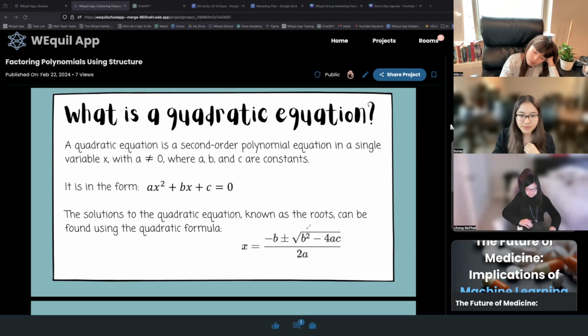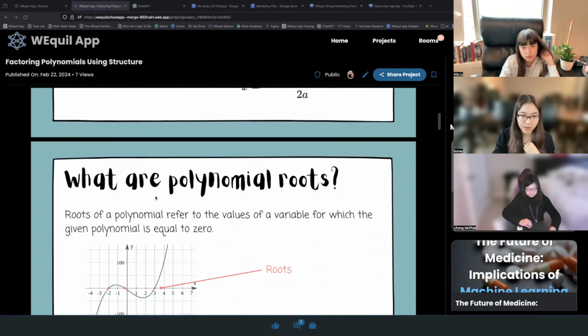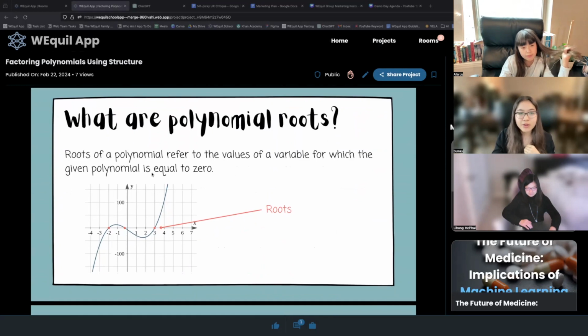So this looks very complicated, but all it means is that you just plug those numbers in, and that's how you find the roots of a polynomial. So what are the roots of a polynomial? The roots of a polynomial refer to the values of a variable for which the given polynomial is equal to 0. Essentially, when the variable is equal to that root number, then the value of the polynomial is 0.